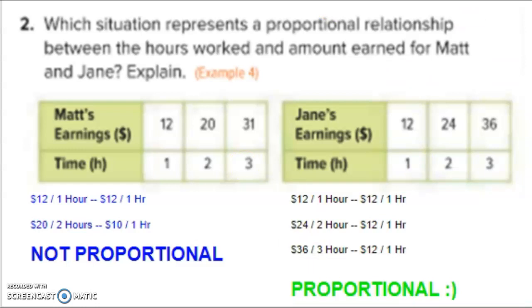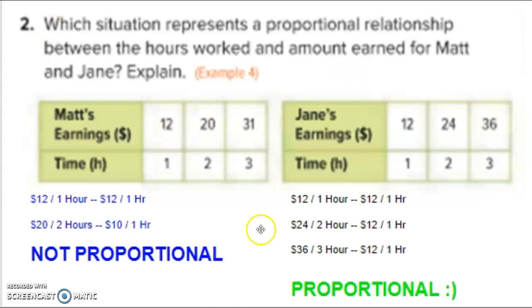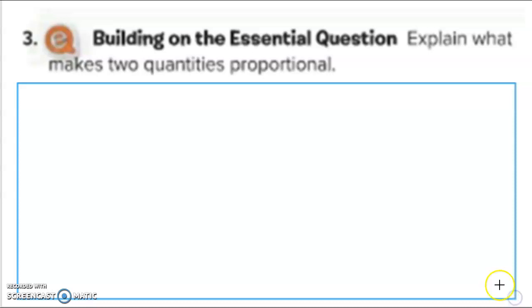So we're going to go to our last one. And this one just says, explain what makes two quantities proportional. So let's go back and look at example 2. What was the difference between what Matt had and what Jane had? Why was his not proportional and hers was proportional? Well, Jane had 12 over 1 for all of her ratios, and Matt had 12 over 1 and 10 over 1 for his. So for problem 3, we can say that what makes two quantities proportional?